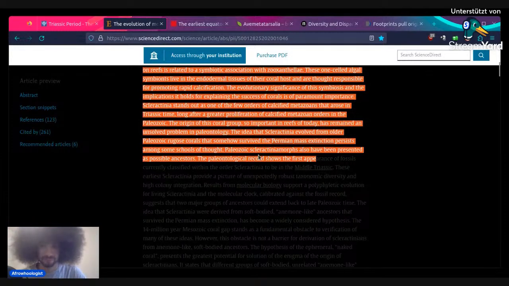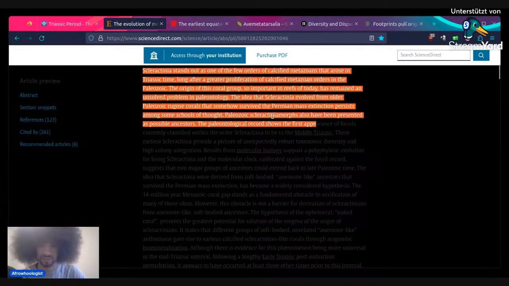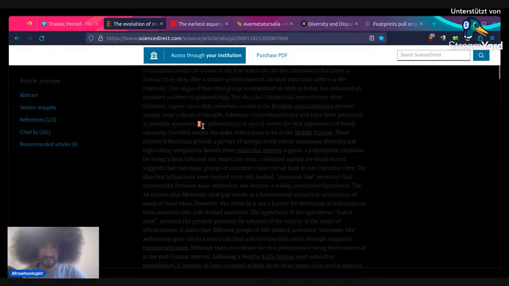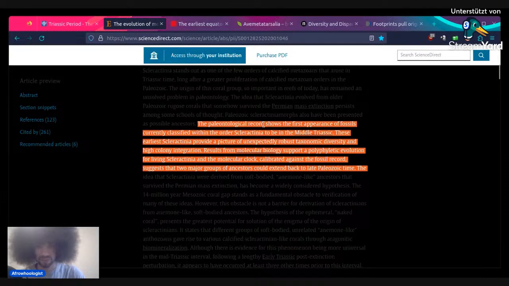We don't know how they survived, but modern day corals just appeared out of thin air during the mid-Triassic. Paleozoic scleractinia morphs have also been presented as possible ancestors. So here we see the paleontological record shows the first appearance of fossils currently classified in the order scleractinia to be in the middle Triassic. So remember, this is 247 to 257 million years ago, and corals really haven't changed much ever since.